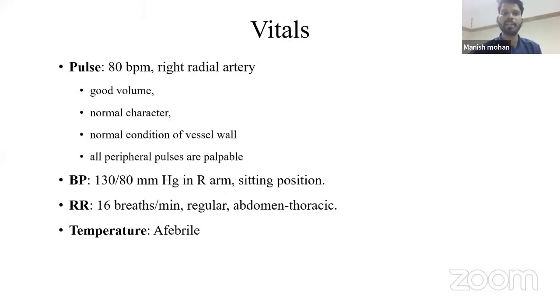His vitals: pulse rate was 80 beats per minute in the right radial artery with good volume, normal character, normal condition of vessel wall, and all peripheral pulsations were palpable. BP was 130 by 80 millimeters of mercury in the right arm in sitting position. Respiratory rate was 16 breaths per minute, regular, abdominothoracic, and temperature was afebrile.